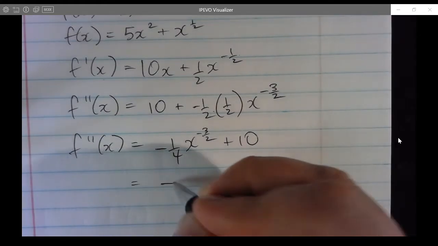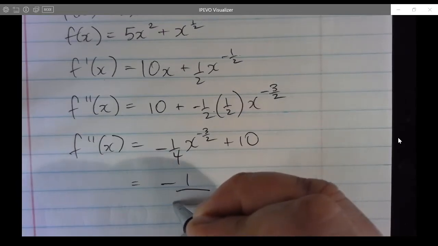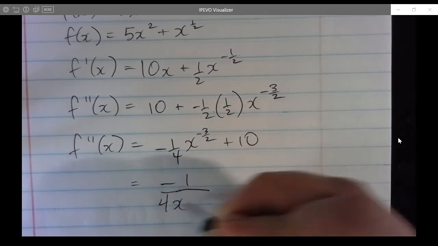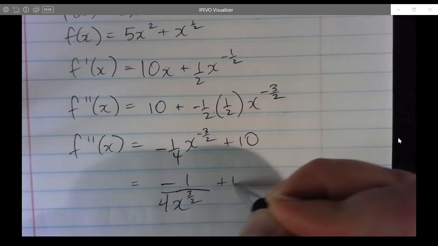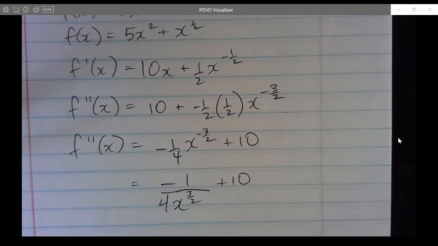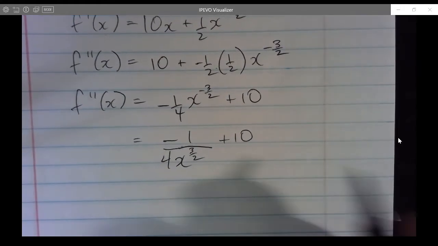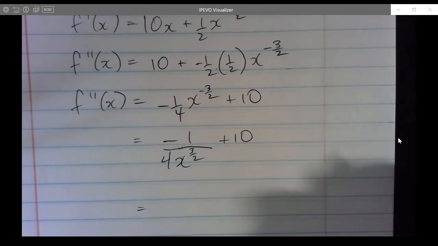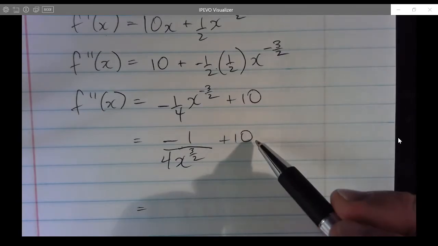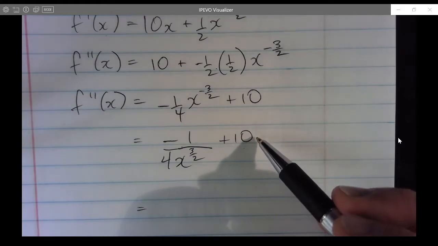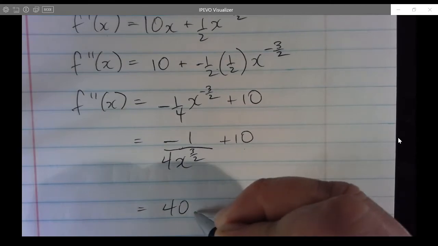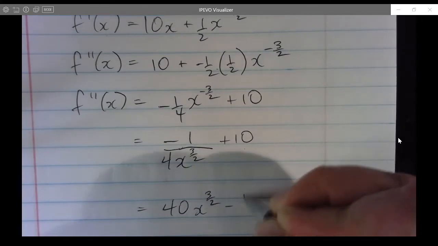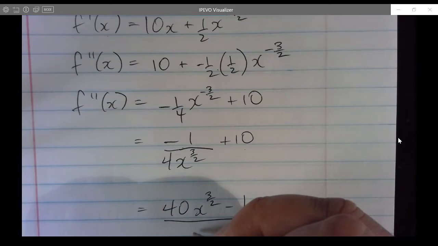But if the answer key didn't want it left in that notation, you could write this as negative 1 over 4x to the 3/2 plus 10. Or, well, there's all kinds of directions I could take this answer. I could say I want this simplified into one thing, in which case I'd times top and bottom by, let's see, what's the common denominator here? 1, so I'd have to times this by 4, so I could have 40 x to the 3/2 minus 1 over 4x to the 3/2. That might be the answer they're looking for.